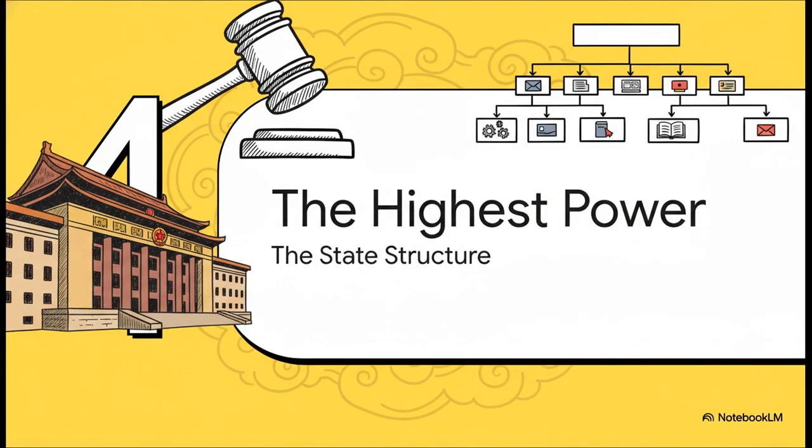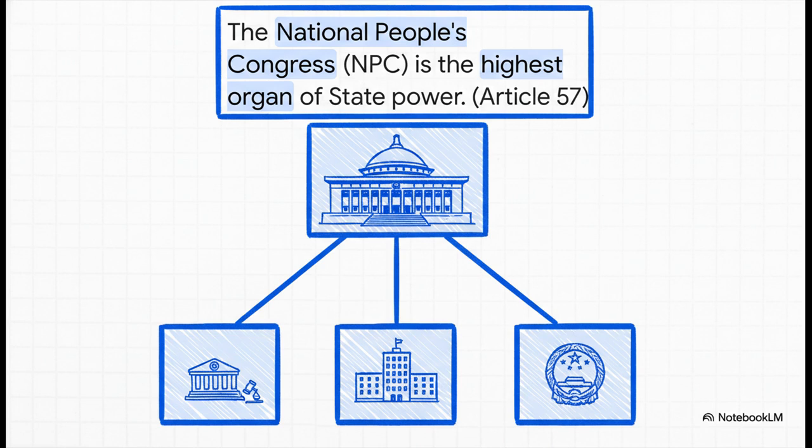So who holds the ultimate authority in this whole structure? Who's at the very top of the pyramid? Let's take a look at Chapter 3, which details the state institutions starting right at the peak. Article 57 couldn't be more clear. It establishes the National People's Congress, or the NPC, as the highest organ of state power. In theory, it's the top of the food chain. All other major state bodies are supposed to answer to it.